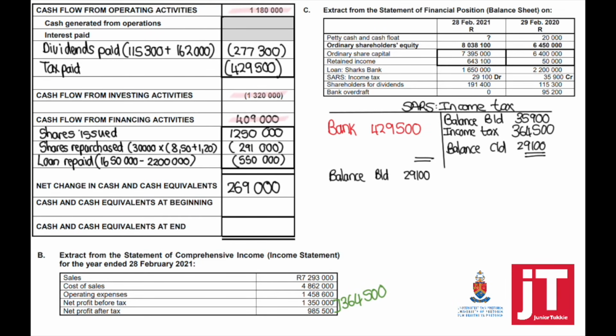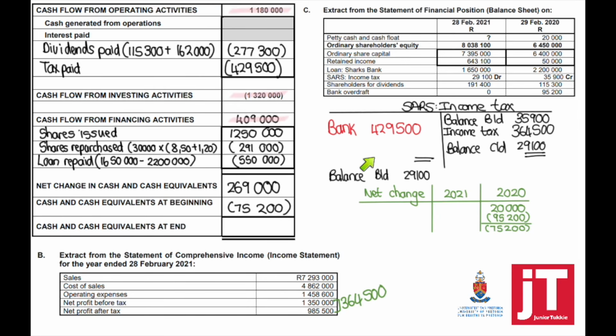Now we need to solve the cash and cash equivalents at the beginning and at the end. Looking at the information given, at the end of last year, we had 20,000 petty cash and cash float. Then if you go down, always check if there's a bank overdraft. We had a bank overdraft of 95,200. This means we need to find the balance in the beginning: 20,000 minus 95,200 equals my balance in the beginning, negative 75,200.